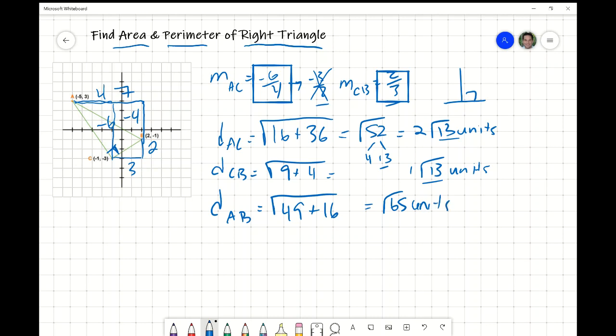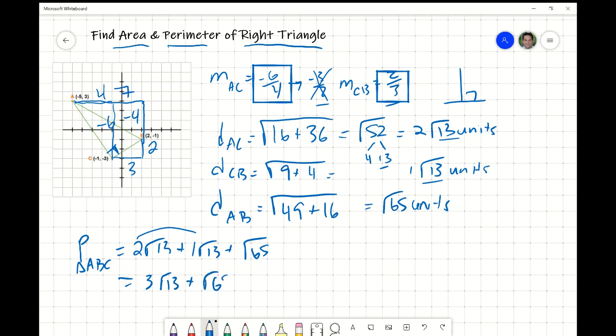All right, so let's go after perimeter first. The perimeter of triangle ABC is going to be equal to 2√13 plus 1√13 plus the square root of 65. So what is that? The final exact answer, no rounding required, is 2 plus 1 is 3 square root of 13 plus square root of 65 units. That is the length of the perimeter right there. So that is the exact answer. All right, so we got that.